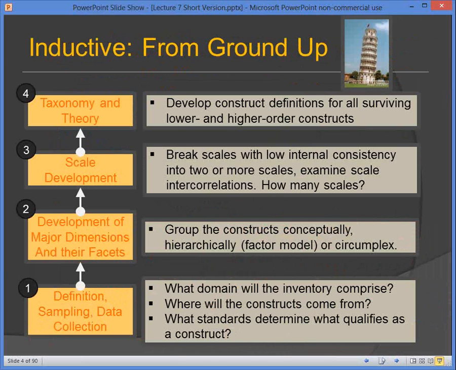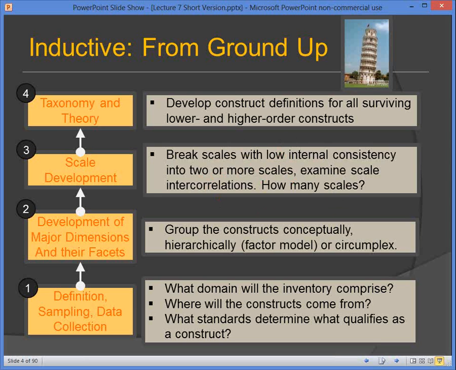Once we've done that, we can make some major decisions about the structure of our inventory. We can decide whether we're going to group the constructs conceptually, or maybe we're going to group them in terms of some kind of factor model or even a circumplex. So we decide what our sampling definition is, then we make a decision about the higher order structure of the inventory. After we do that, then we're in a position to actually talk about the construction of our scales.